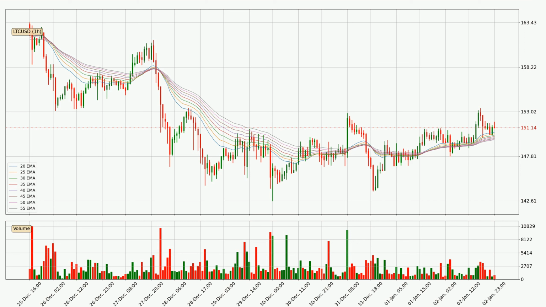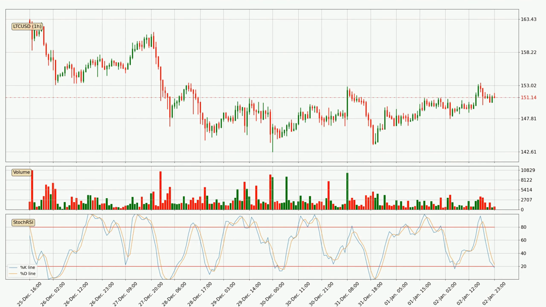Jumping to the hourly Stochastic RSI, there are no signs of the Stochastic RSI being oversold or overbought at this time, but we can see that the trend is currently going down because the K line is below the D line.